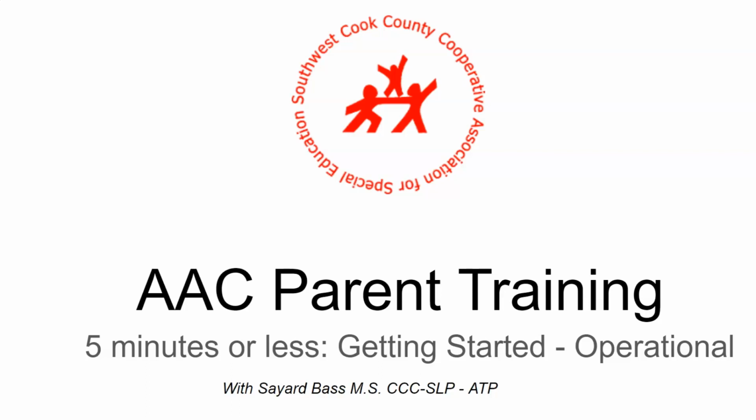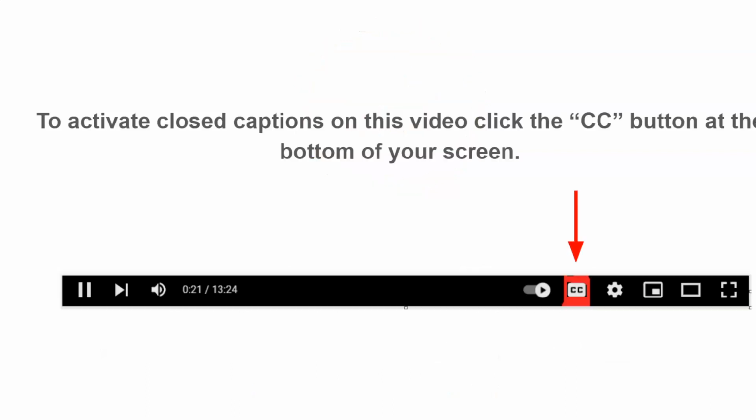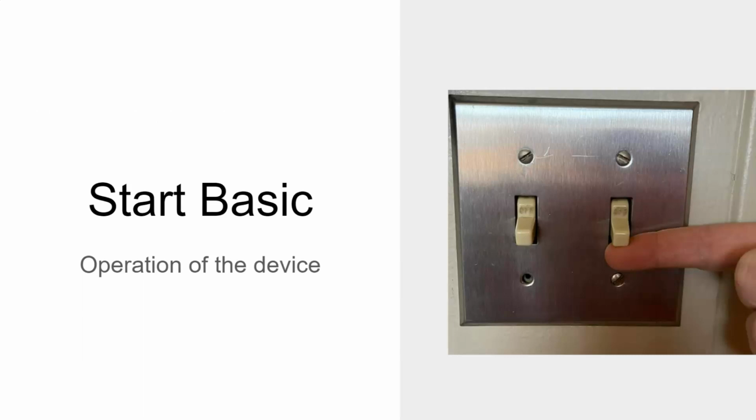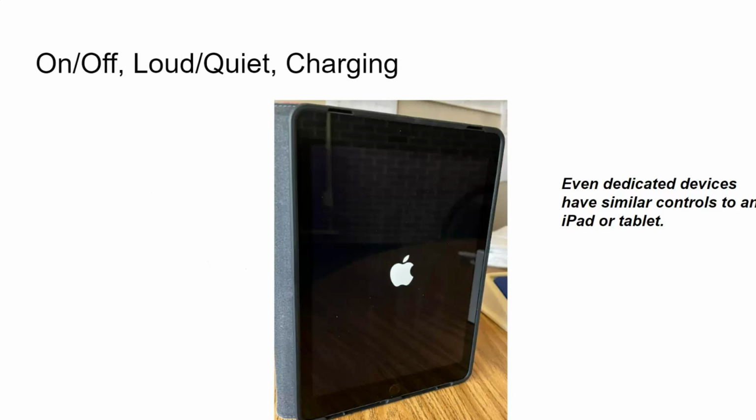Today we'll be talking about how to get started in the operation of the device. To activate closed captions on this presentation, click the CC button at the bottom of your screen. So to get started, the operation of these devices is not too complex compared to the programming that is on them. So we'll start with how to turn it on and adjust the volume.